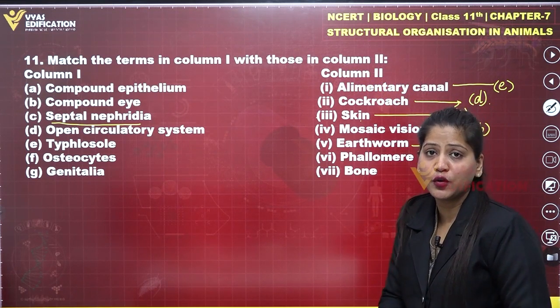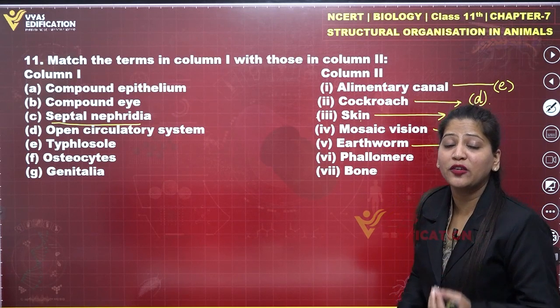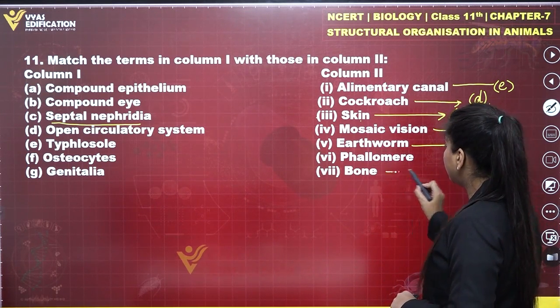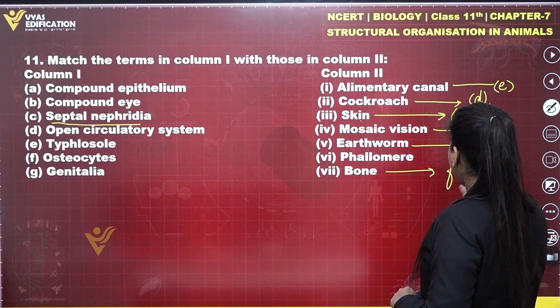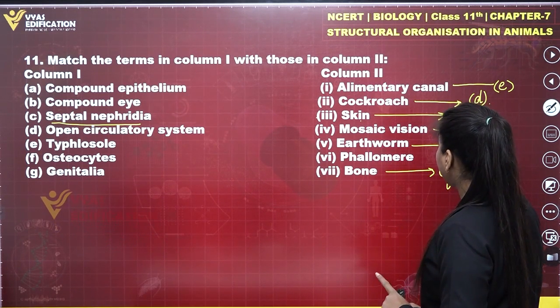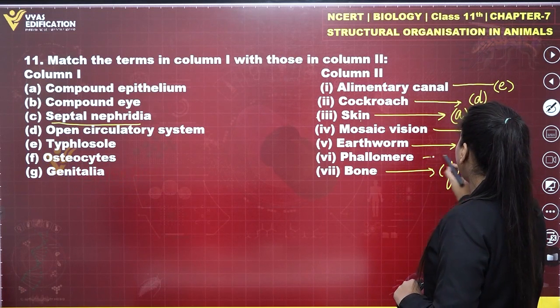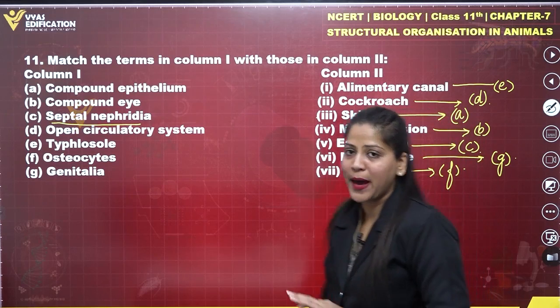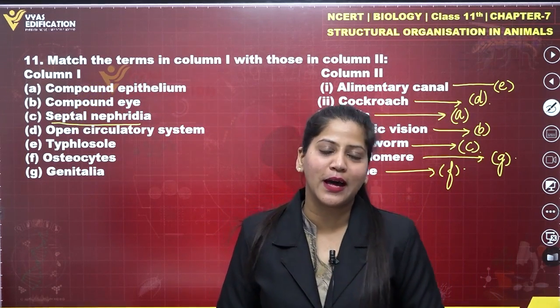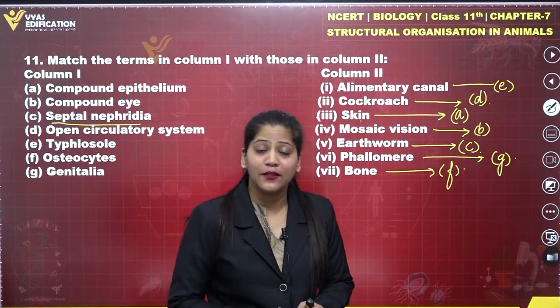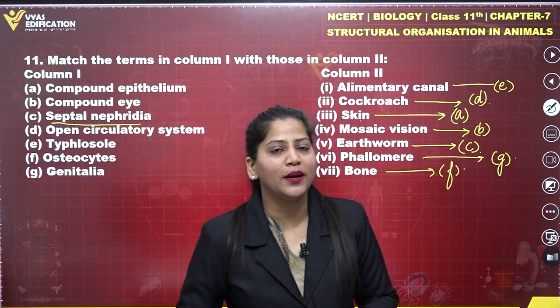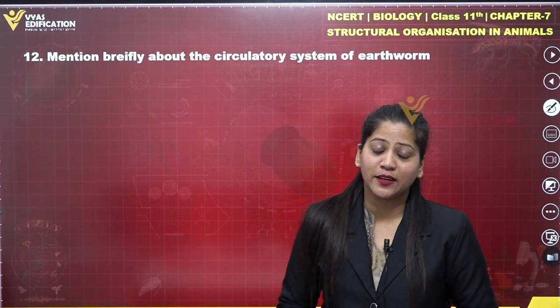Then we have osteocytes. Osteocytes are a special kind of cells which are found in bones. So this will go with bones. This is your answer for F, and we are left with telomere, which is the answer for the last one, that is G. So the terms given in column 1 are matched with the terms given in column 2. With this we have completed question number 11. Now let's discuss the next question, question number 12.